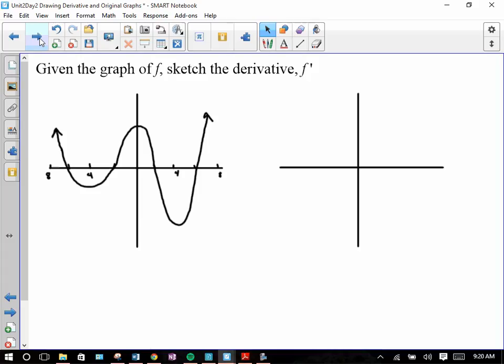Alright, so it says, given the graph of f of x, so this is the original function, sketch the derivative f prime of x. First things first, the best thing to do is go through and label where f of x is decreasing, where it's increasing, where it's a maximum, where it's a minimum, and where the shelves might be. Alright, so first of all, at what points are there minimums or maximums on this graph?